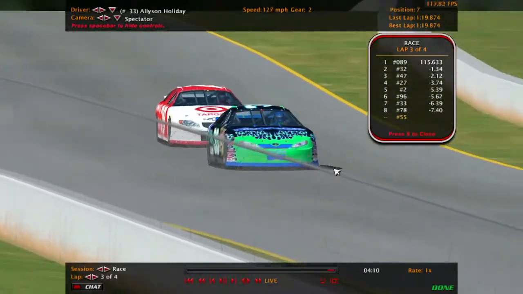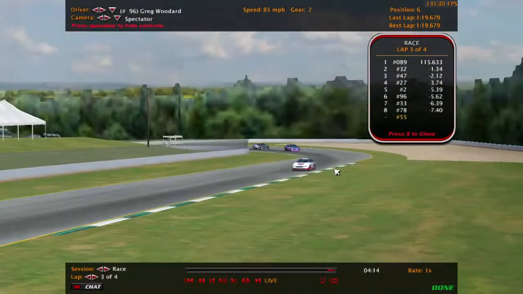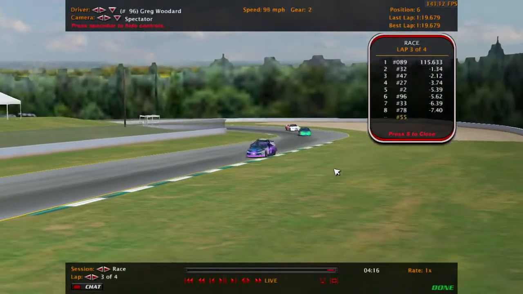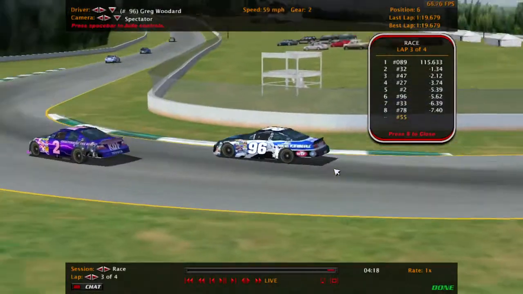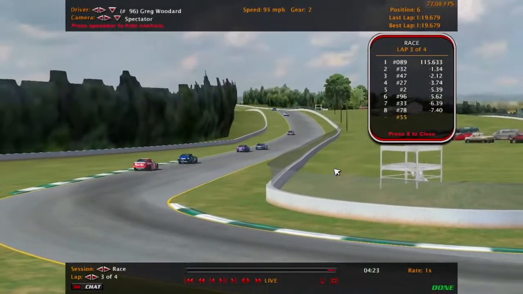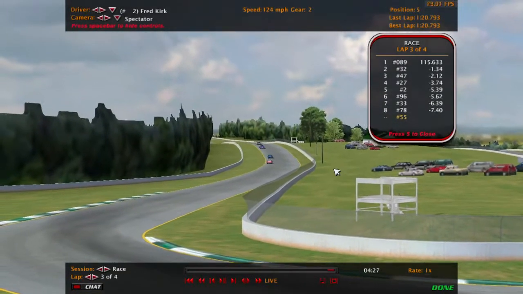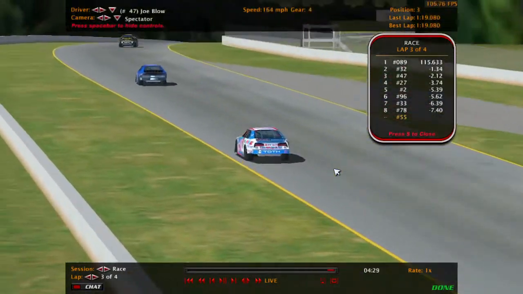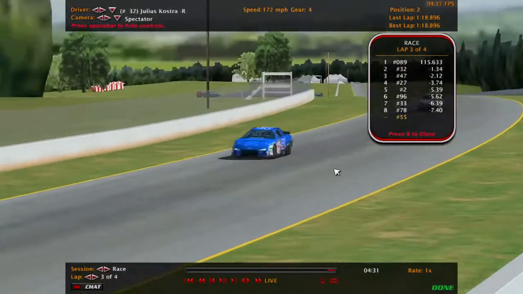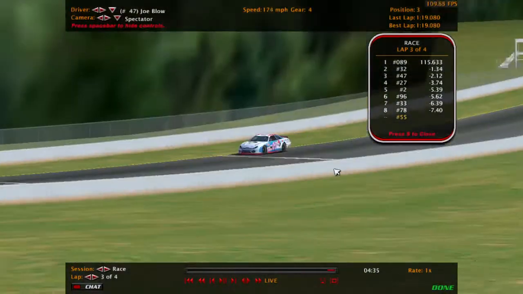Also battle further back between Holiday and, that's important too, because if there is an incident, that's a transfer spot. And Kirk goes wide there. Kirk goes wide again. Here goes Woodard down low to take the transfer spot. And does. Can Fred Kirk fight back? Further up the track, Joe Blow has fallen off the back bumper of Kostra there, and, well, there's Zabka running off into the distance.